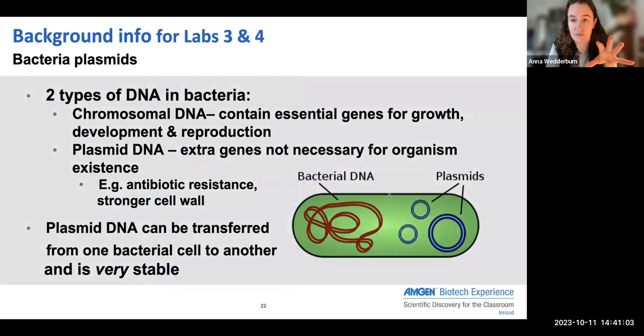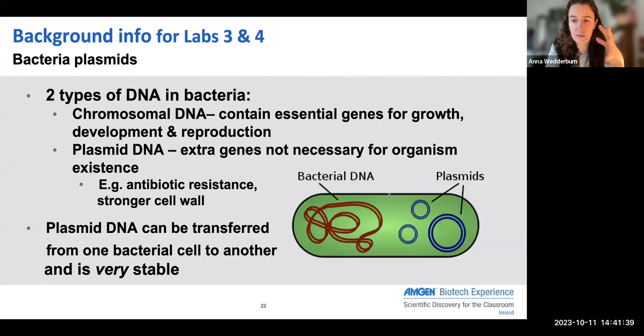And then the last piece of information we need for labs 3 and 4 is on bacterial plasmids. Bacteria have 2 types of DNA in them. They've got chromosomal DNA and they've got plasmid DNA. Chromosomal DNA carries all the information the bacteria needs for growth, development, and reproduction. So all the genes it needs to just exist. Plasmid DNA, however, is a little loop of DNA, and it contains extra genes that aren't necessary for the organism's existence, but they do make it stronger and more likely to survive. So it could be genes for antibiotic resistance or a stronger cell wall.